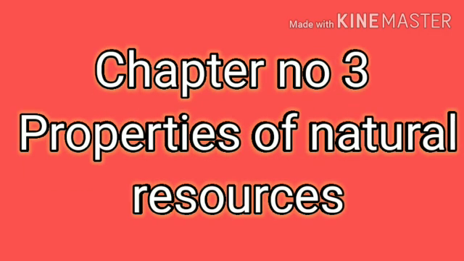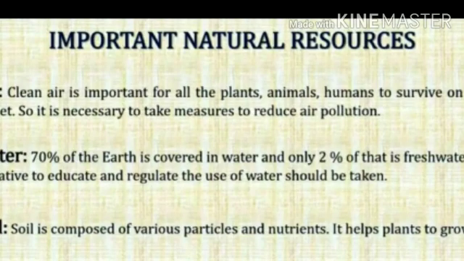Chapter number 3. The chapter name is Properties of Natural Resources. Now we will see the importance of natural resources. Air: clean air is important for all plants, animals, and humans to survive on this planet. Water: 70% of the earth is covered in water and only 2% of that is fresh water. Soil: soil is a component of various particles and nutrients. It helps plants to grow.